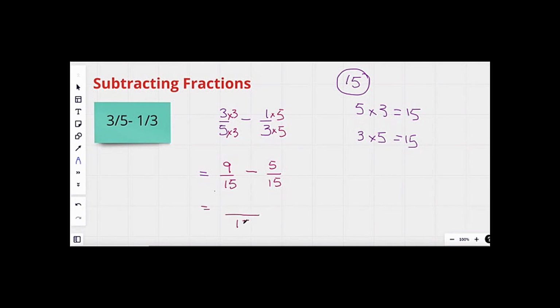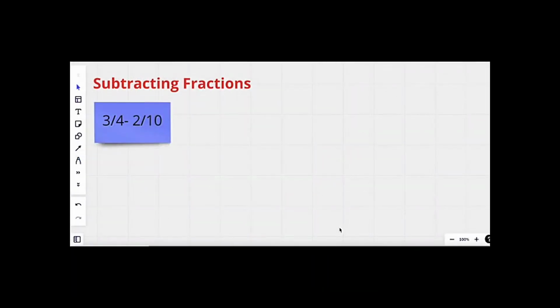So the bottom will be the denominator that we have already, which is our common denominator, and the top will be our numerators that we can start subtracting. And so 9 minus 5 equals 4, and 15 is already our denominator. Okay, let's try one last example. So we've got 3/4 minus 2/10.